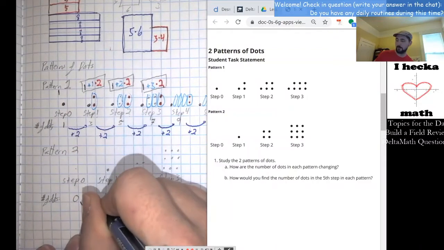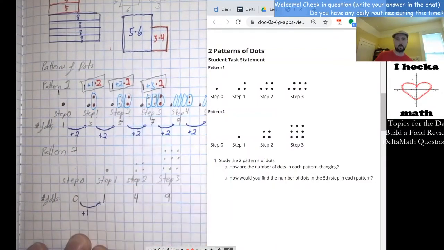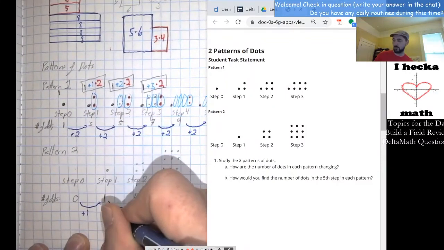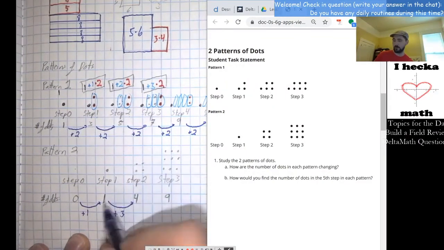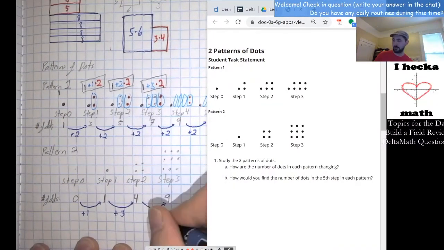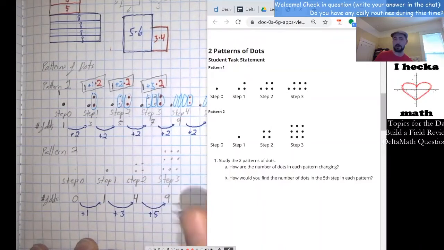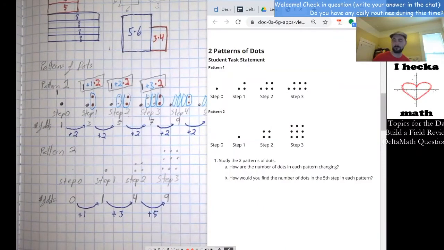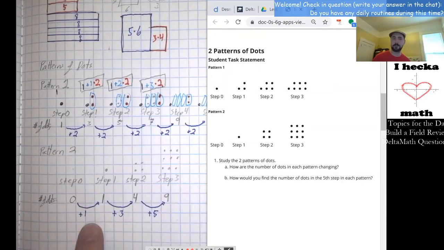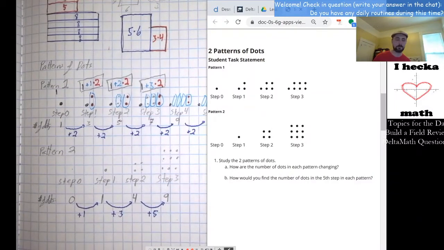Okay, so let's see if we can count how much is changing each time. So from 0 to 1, we're adding 1. From 1 to 4, we're adding 3, right? 1 plus 3 is 4. And from 4 to 9, we're adding 5. This is different than what happened here. Here it was plus 2 each time. Here, the amount we're adding is changing: plus 1, plus 3, plus 5.